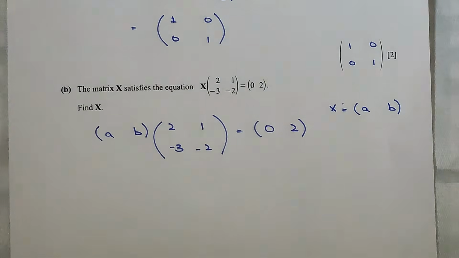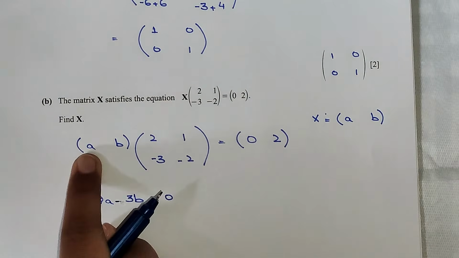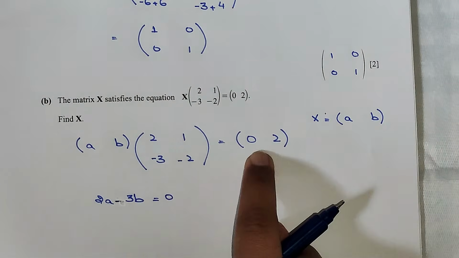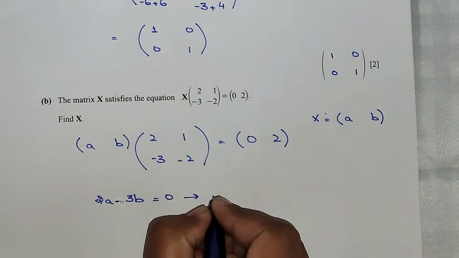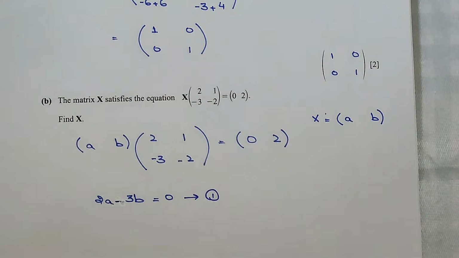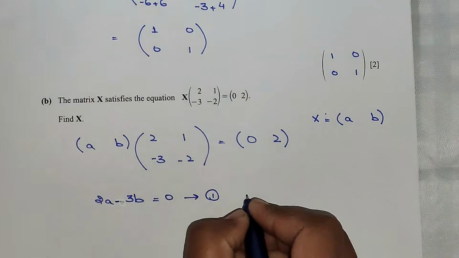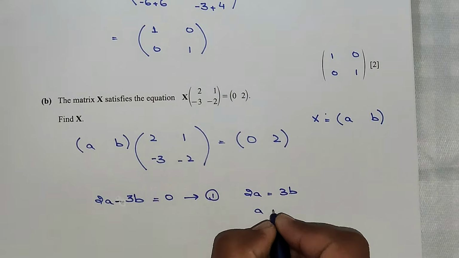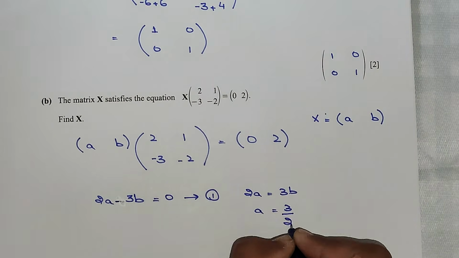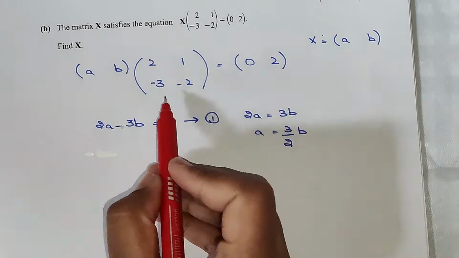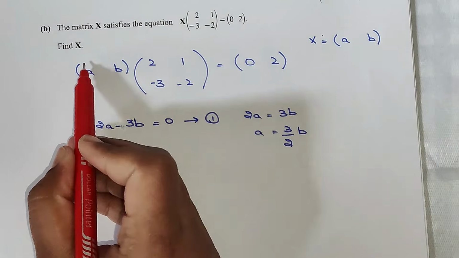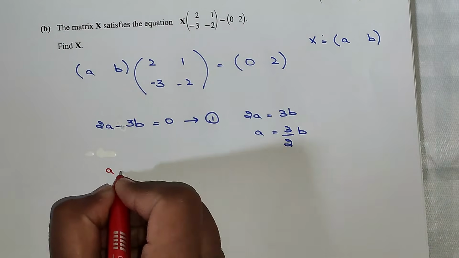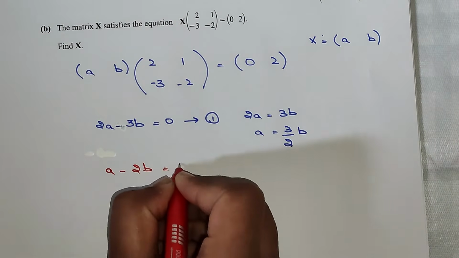Right? So let me make an equation. a times 2 would be 2a. b times -3, -3b, would be equal to 0. This is our first equation. And from here we have 2a equal to 3b, and a would be equal to 3 divided by 2 times b. For the second equation, a, b is going to multiply with 1 and -2. So we have a minus 2b would be equal to 2.